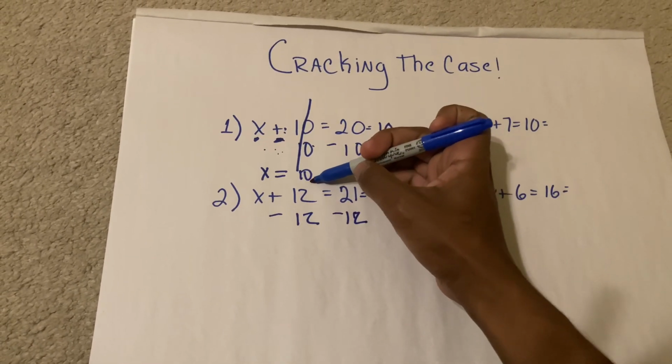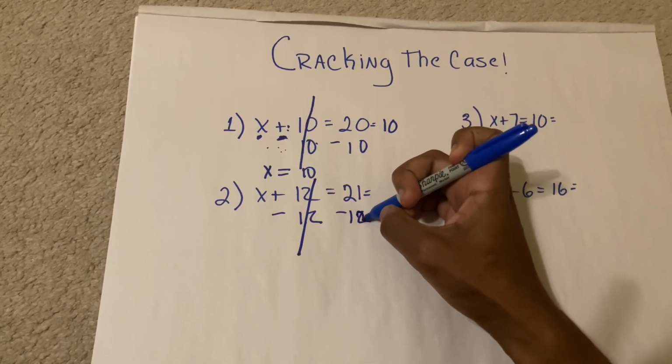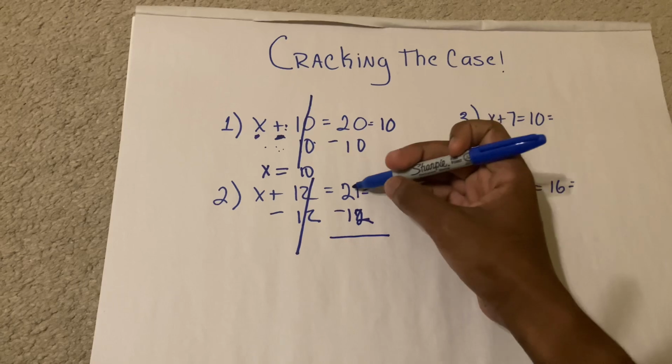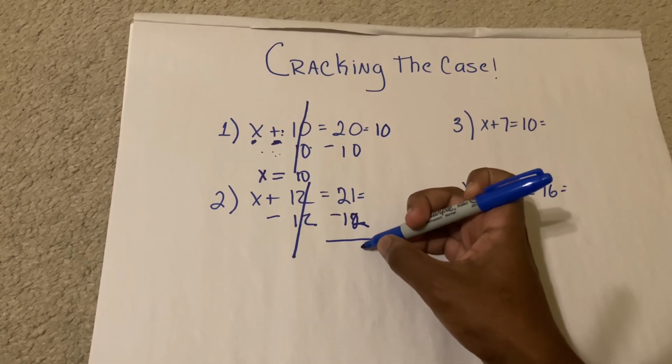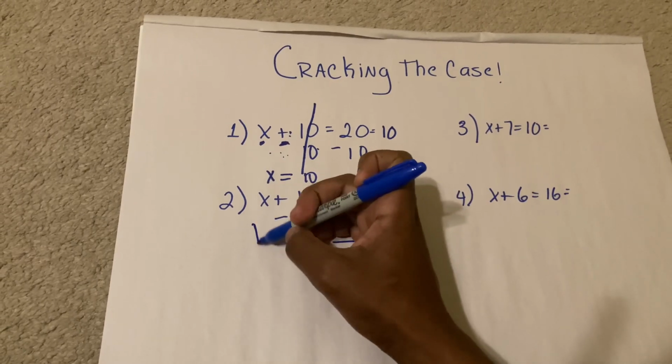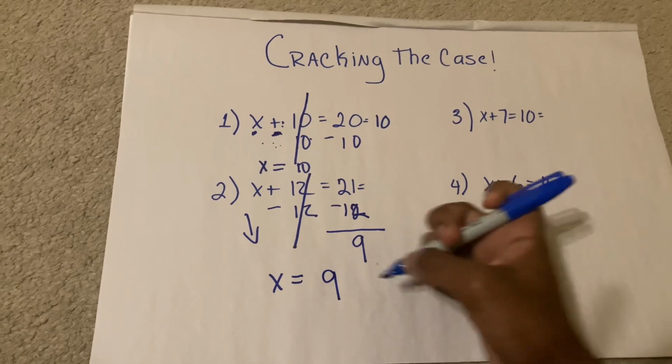The 12 canceled out, which we've done. So we have 21 minus 12, which equals 9. So we bring the x down, so x equals 9.